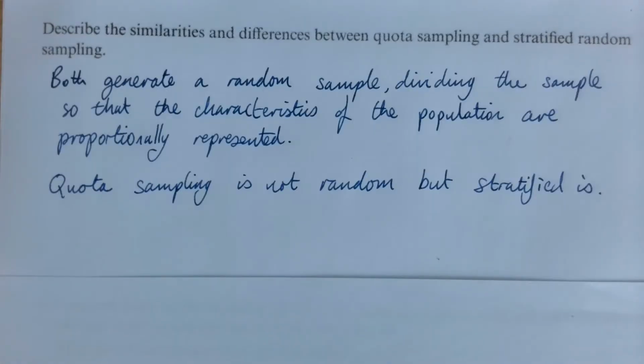Right, well the similarity is that they both generate a representative sample, and what we mean by that is dividing the sample so that the various characteristics of the population are all proportionately represented. And then the difference is, quite simply, that stratified is random, as is actually said in the question, whereas quota is not. And if you're not sure what I said, or you want to copy it down now, pause the video and do that.